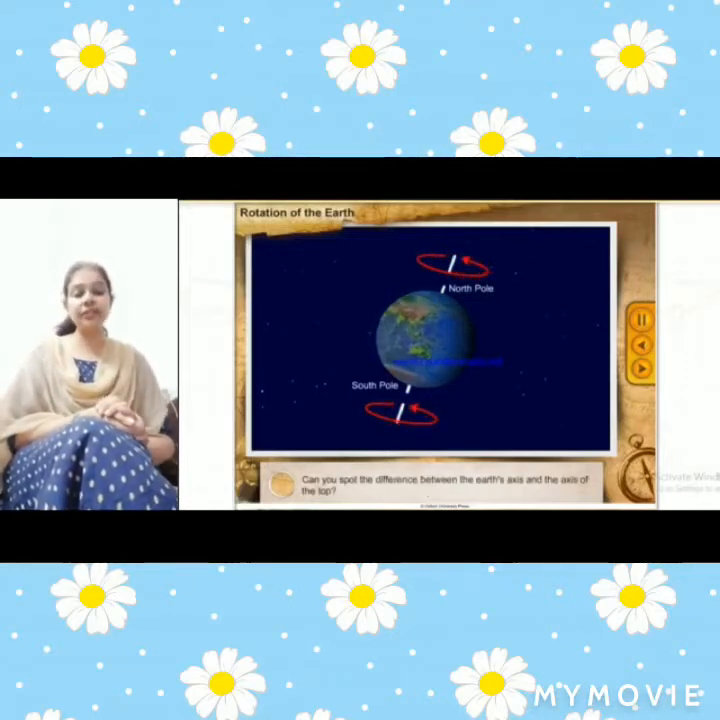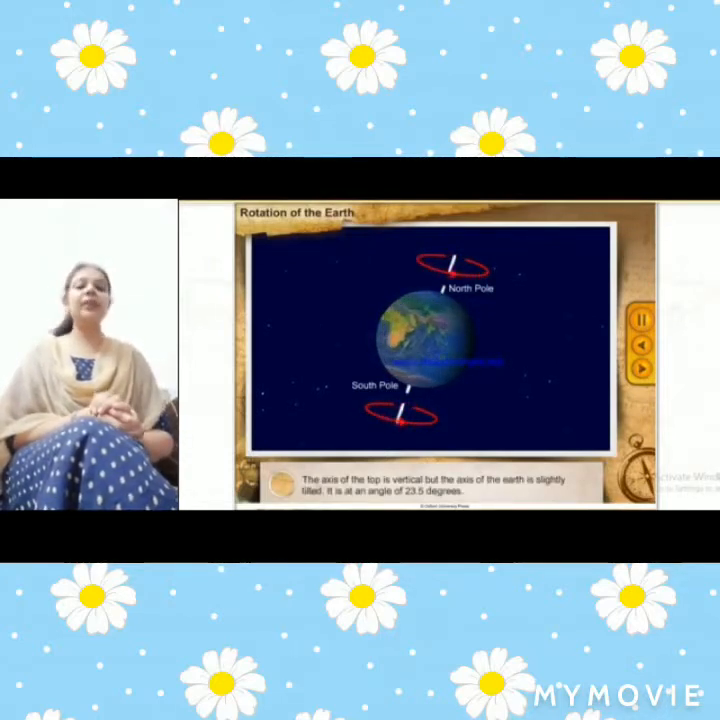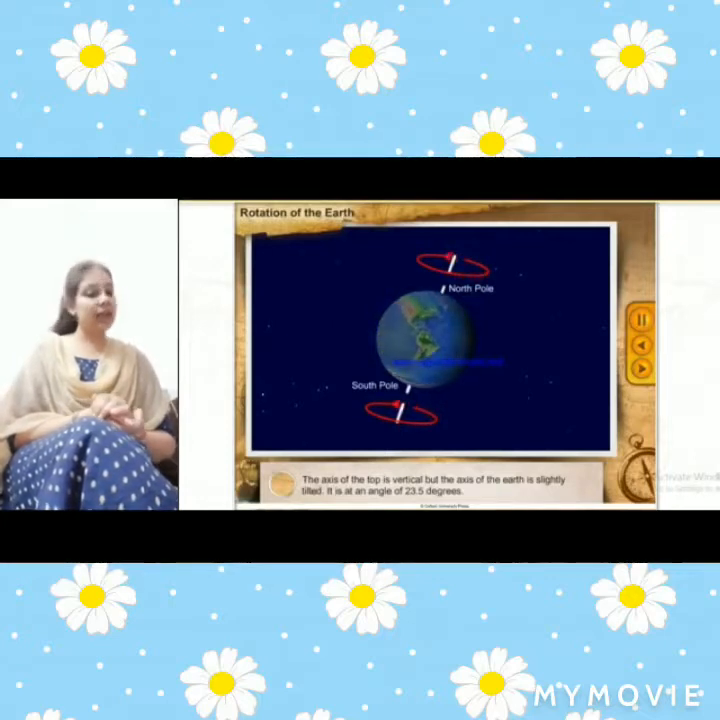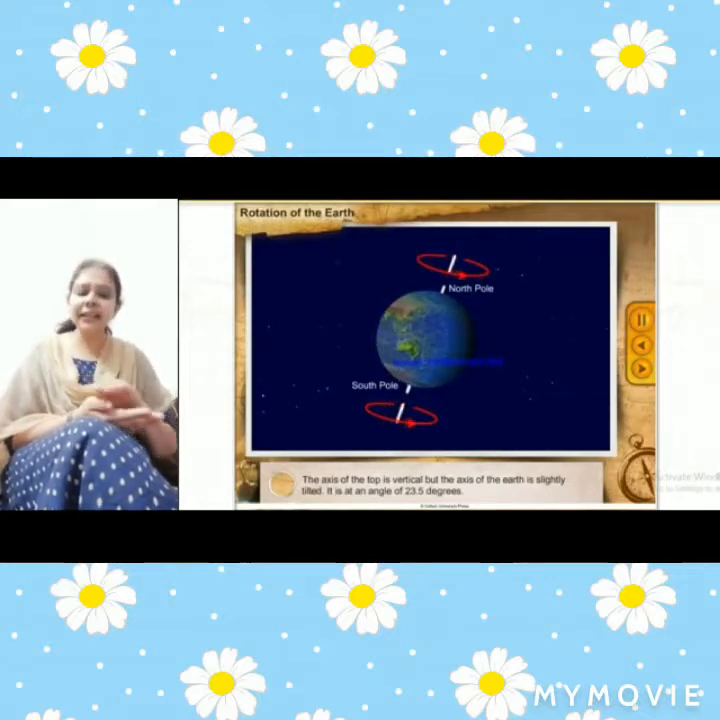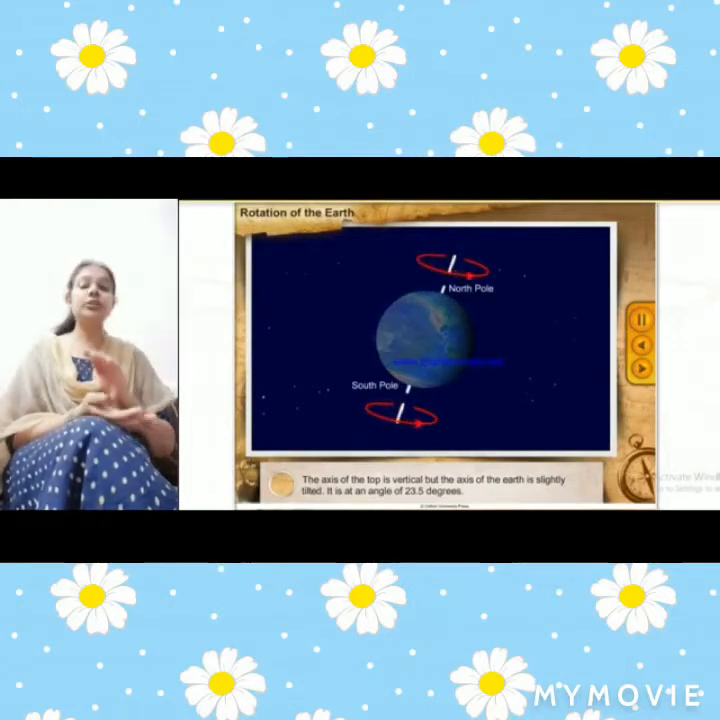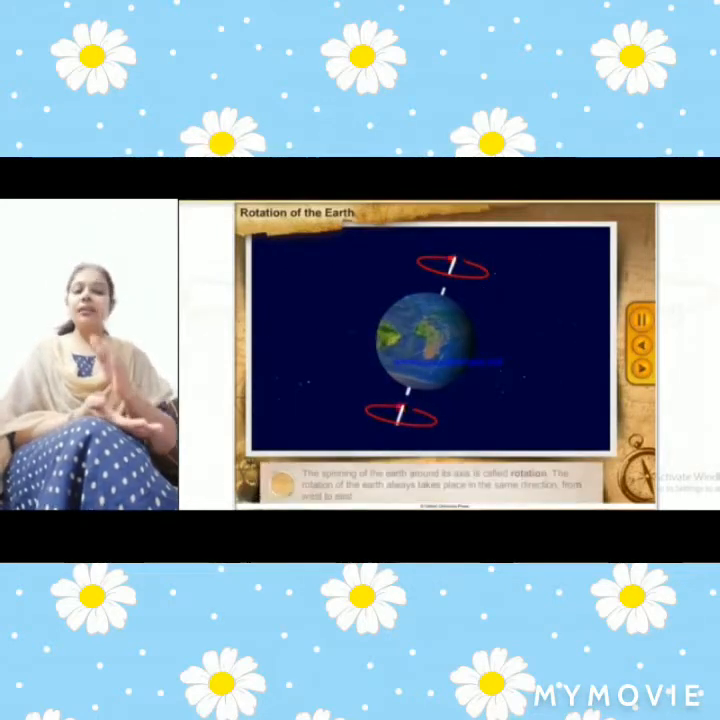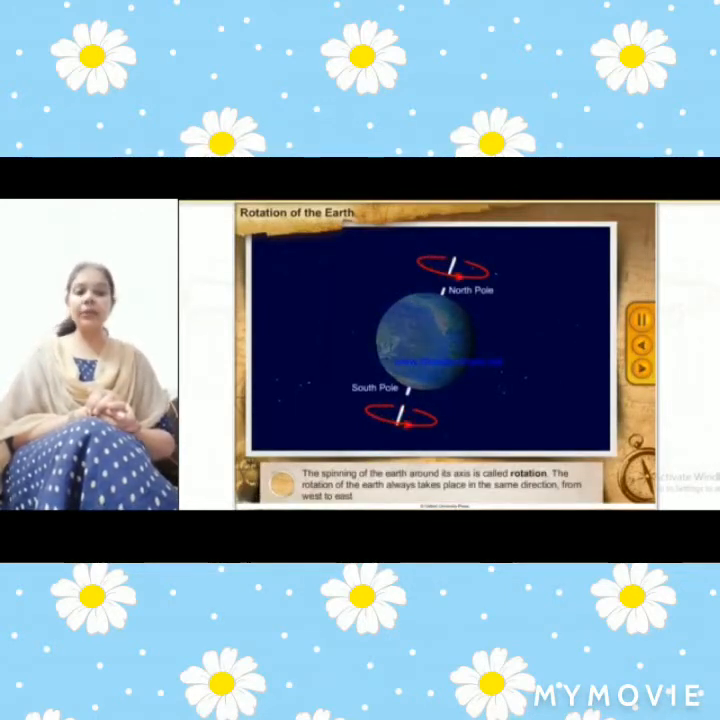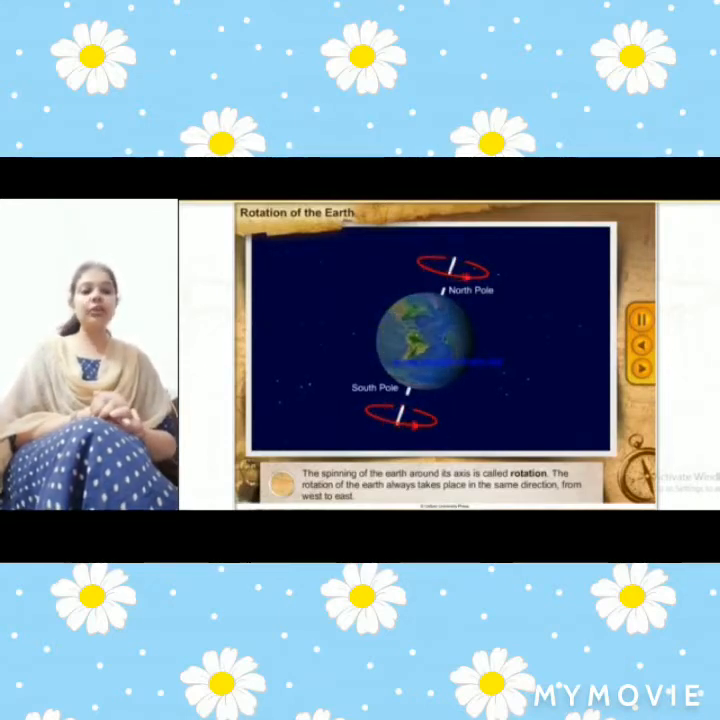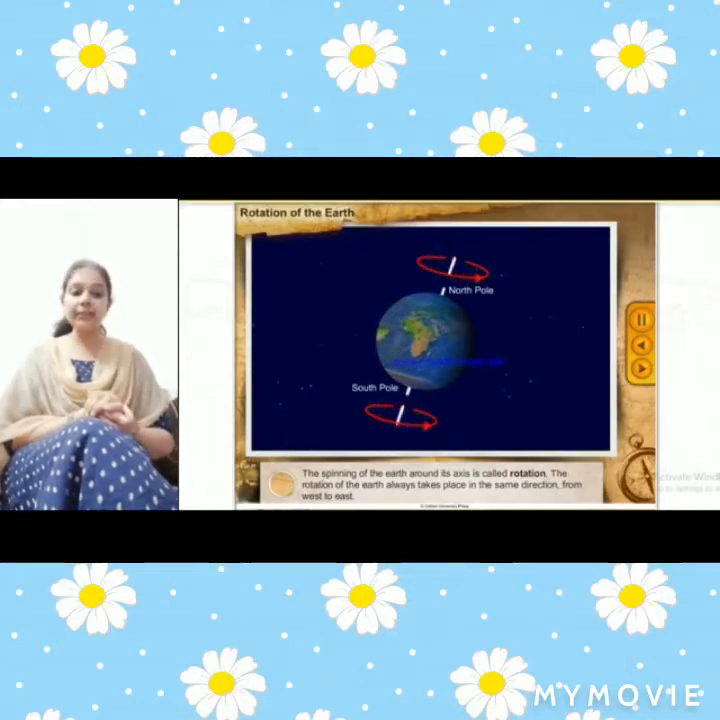Can you spot the difference between the earth's axis and the axis of the top? The axis of the top is vertical, but the axis of the earth is slightly tilted. It is at an angle of 23.5 degrees. The spinning of the earth around its axis is called rotation. The rotation of the earth always takes place in the same direction, from west to east.